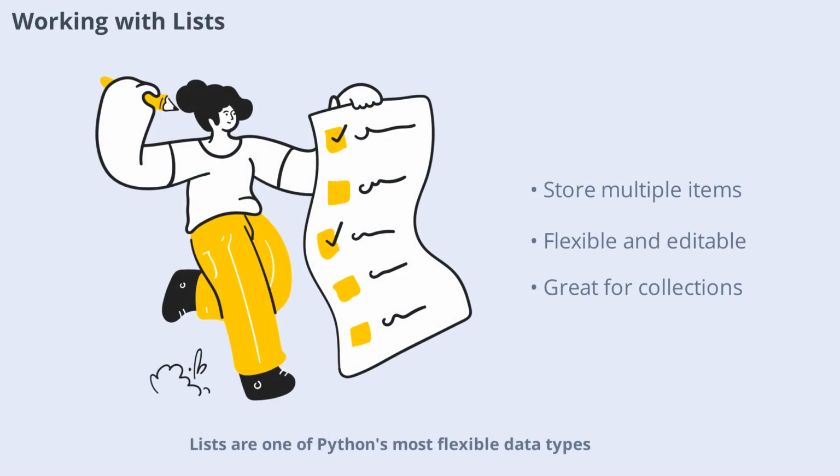Lists are one of Python's most flexible data types. They let you store multiple items in a single variable, like a shopping list or a series of numbers.